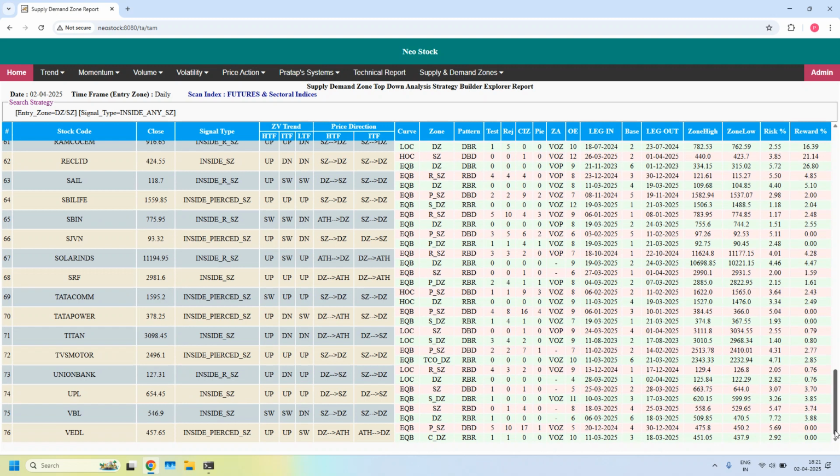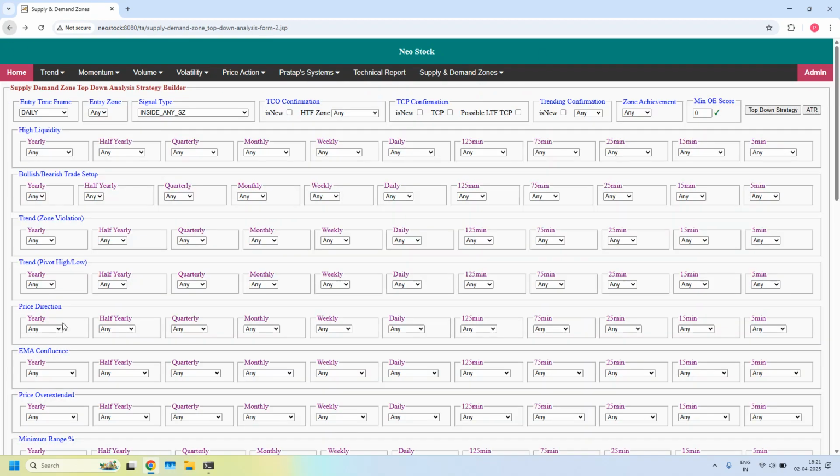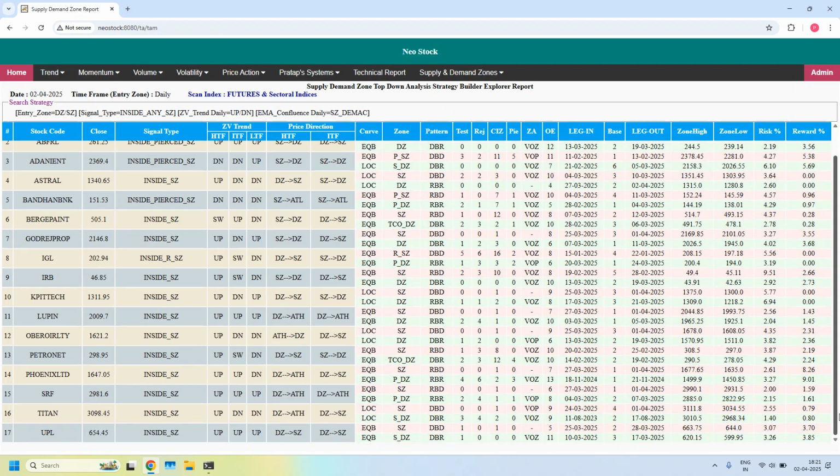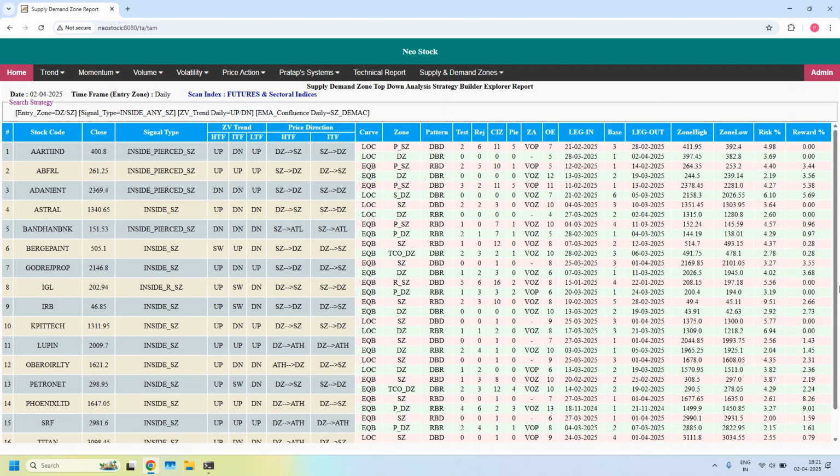We can further filter this list based on daily supply zones having daily EMA confluence. So let's go back. The EMA confluence at daily time frame, selecting daily supply zone having daily EMA confluence, and trend on the daily should not be sideways. It can be up or down. With these filters, now the list has come down to 17 stocks.